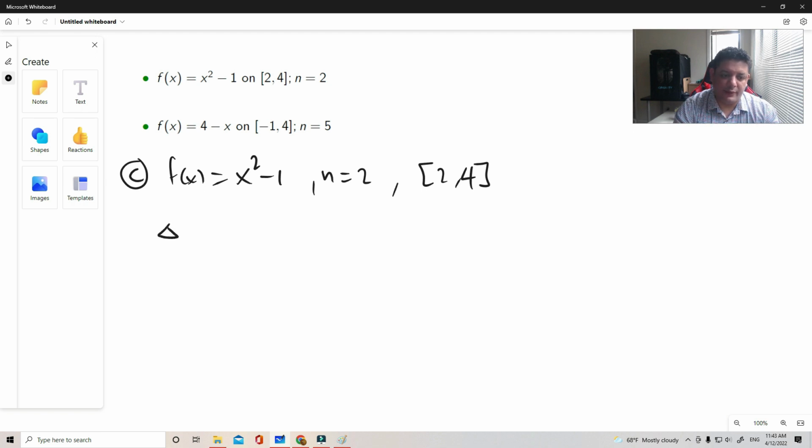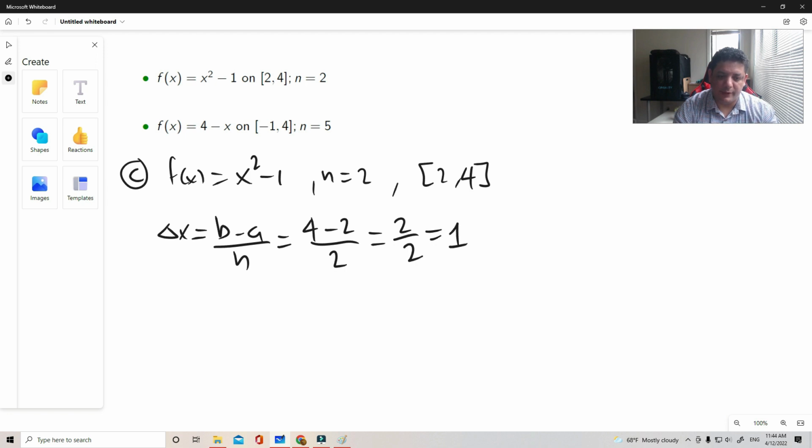So if we find the delta x, which is going to be b minus a over n, we get 4 minus 2 divided by 2. This is 2 divided by 2, and this is 1. So this means again that we're going to have 2, 3, 4, and that's pretty much our partition. However, because we want to use the midpoint Riemann sum, we want to use the middle points, 2.5 and 3.5.